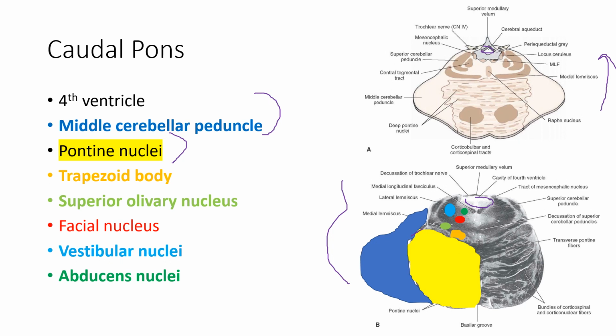And then you know how this goes here. We see our trapezoid body here in orange, color-coded for you. Superior olivary nucleus in this light green area over here. Facial nucleus in red, vestibular in the lighter blue area here, and abducens nuclei. I'll erase some of that so you can see it.